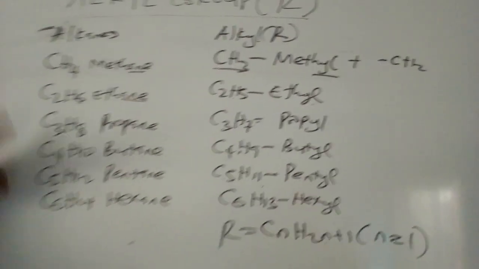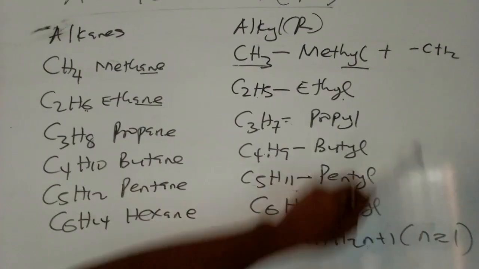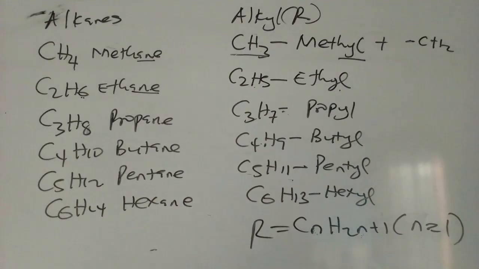So you can get the alkyl group either from the alkane, by taking away one hydrogen, from the general formula by the substitution method, or by adding CH2 to each homolog, you derive the alkyl members.